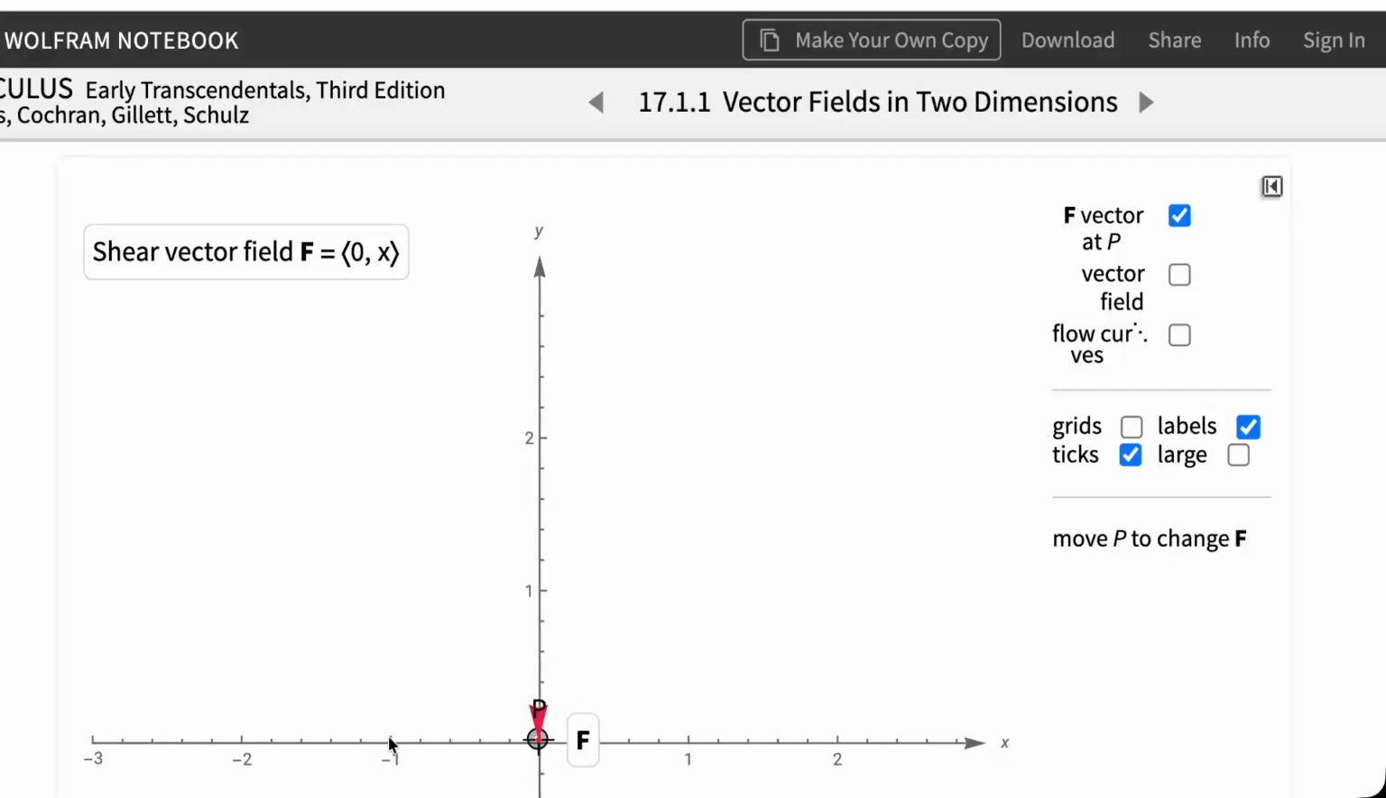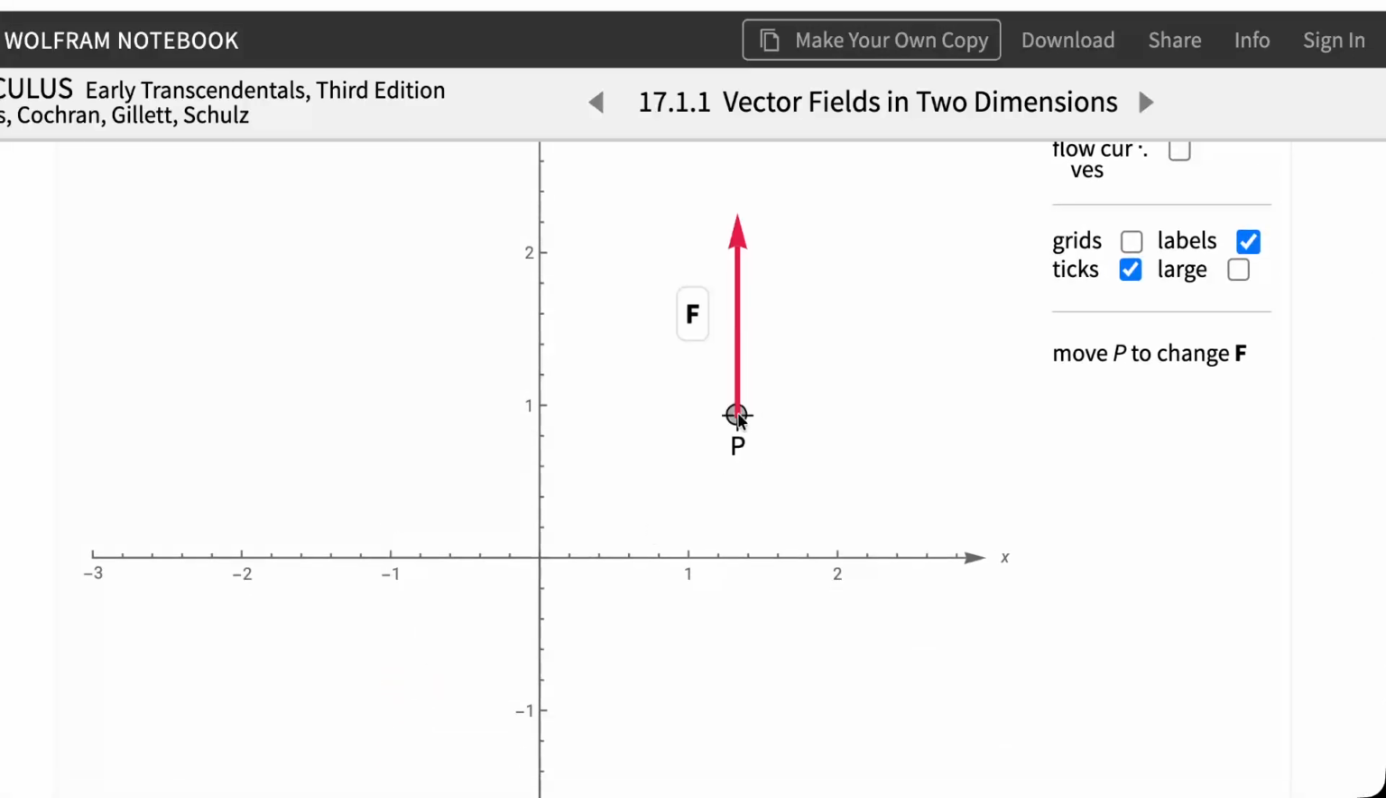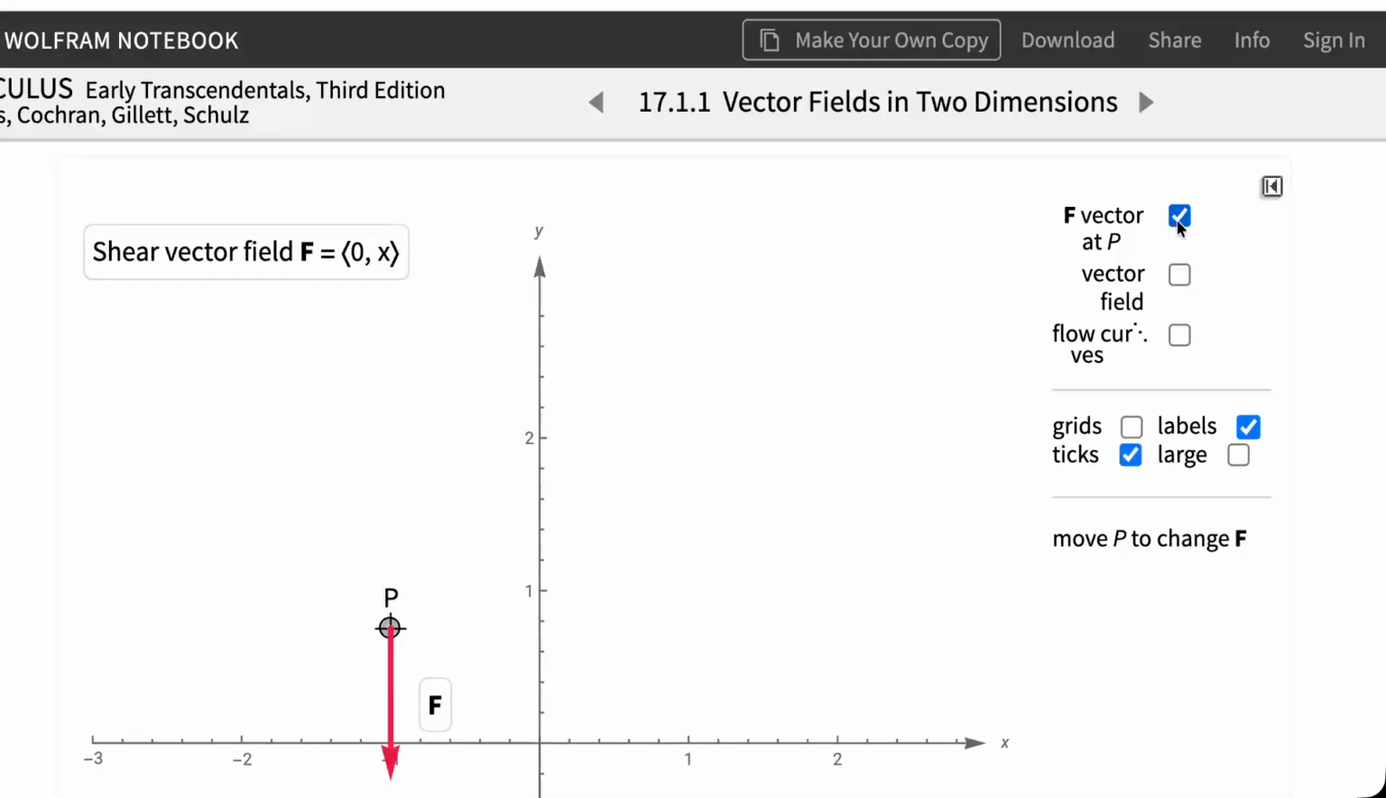But when I'm over there, I get a vector that points downward. So upward there, 0 when you're in the middle, downward over there. Let's look at the field.